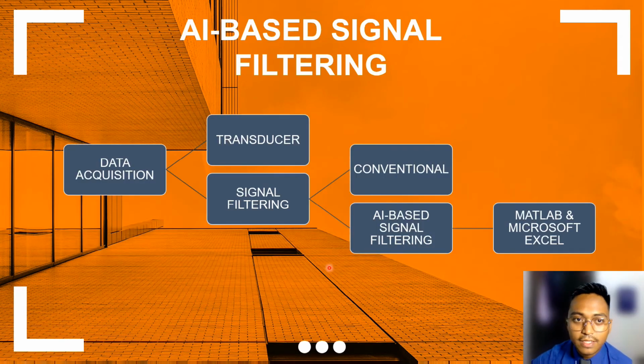For signal filtering, besides the transducer, there is another aspect to be discussed, which is signal filtering. For this study, the signal filtering is AI based. There are two types of signal filtering, which are conventional and AI based or computer based. In this study, I will focus on the AI based, which includes MATLAB and Microsoft Excel.